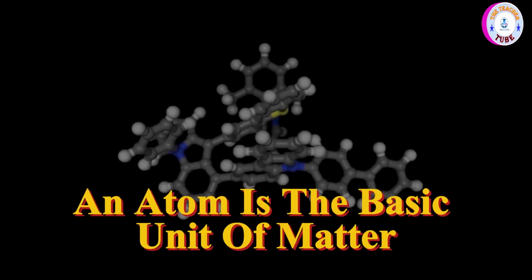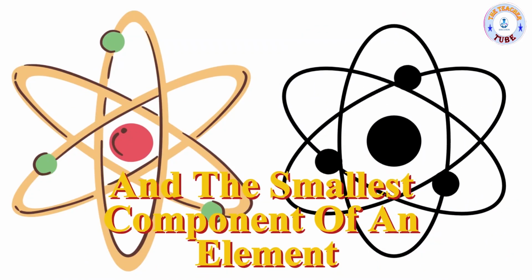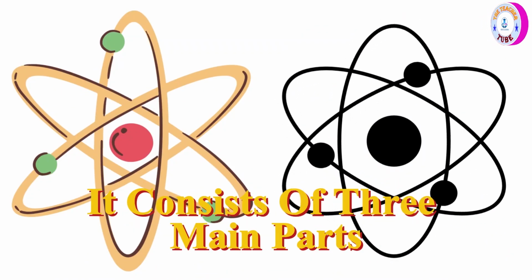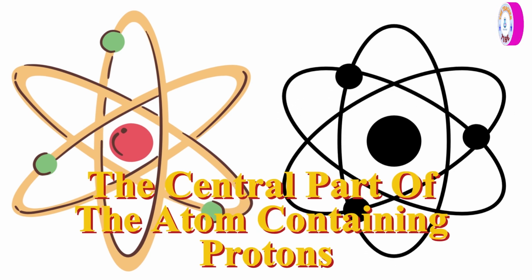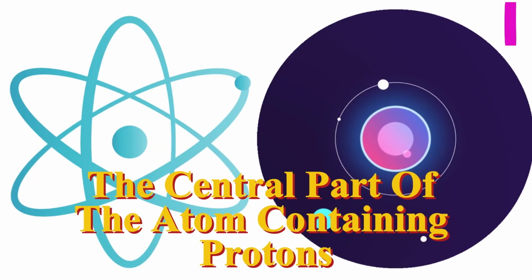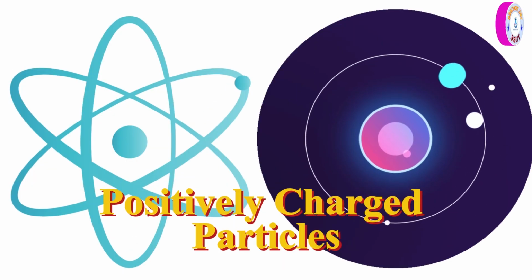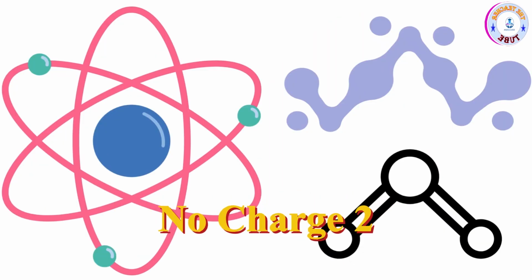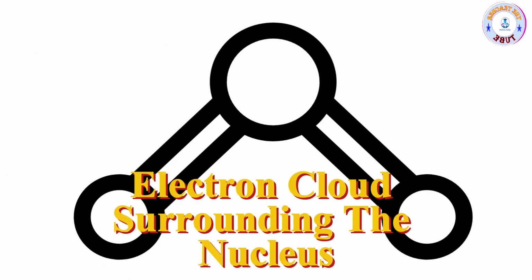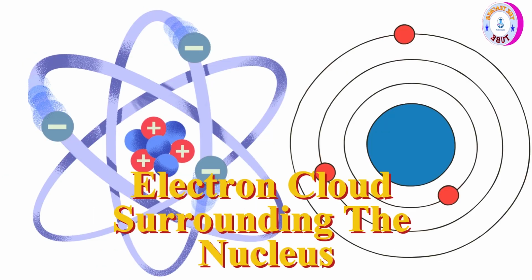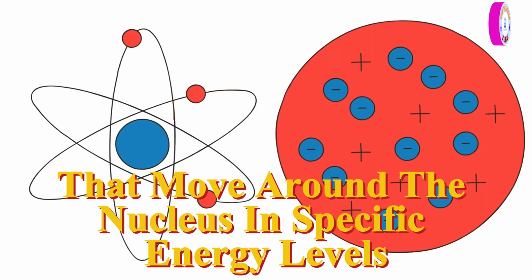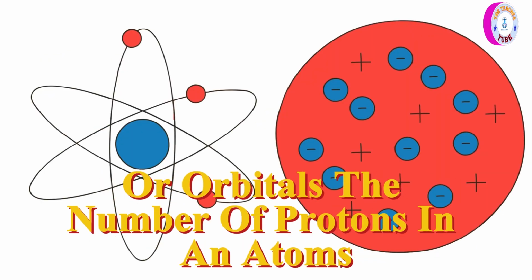An atom is the basic unit of matter and the smallest component of an element. It consists of three main parts: one, nucleus, the central part of the atom, containing protons, positively charged particles, and neutrons, neutral particles with no charge; two, electron cloud, surrounding the nucleus. This region contains negatively charged electrons that move around the nucleus in specific energy levels or orbitals.